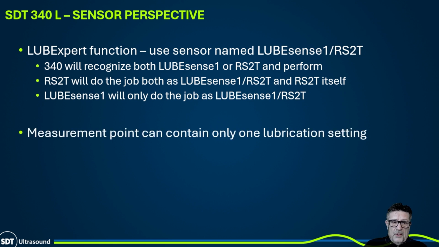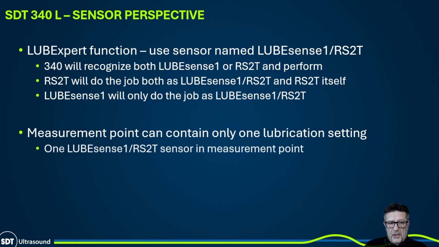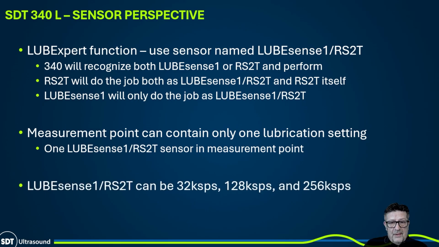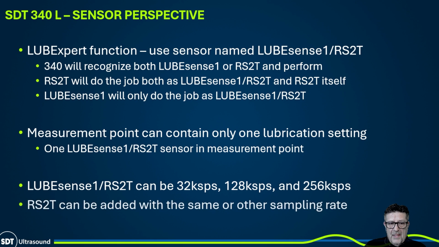Now, very important that you will try later together on the UAS3 software is that a measurement point can contain only one lubrication setting. This is quite straightforward because we will not lubricate the same bearing twice in the same session. So that means one LubeSense1 RS2T sensor in one measurement point. A LubeSense1 RS2T can be 32 kilosamples per second or 128 or extremely high resolution 256. In the same point, RS2T can be added with the same or other sampling rate.